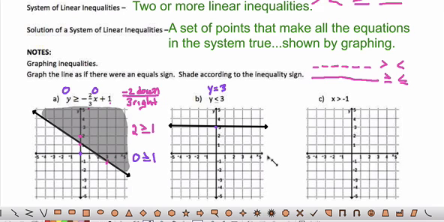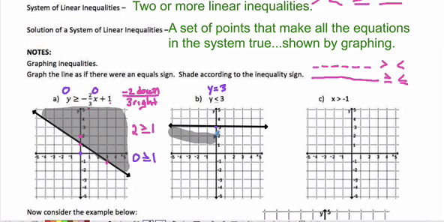And then we have to think about where we're going to shade. So where the y's are less than 3. Where are the y's less than 3? Well, here's 3. Up here, the y's get bigger than, so we're going to go all of them that are less than. And we'll just shade this whole part down here.